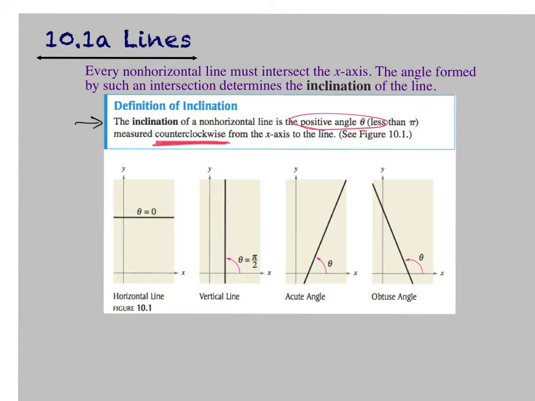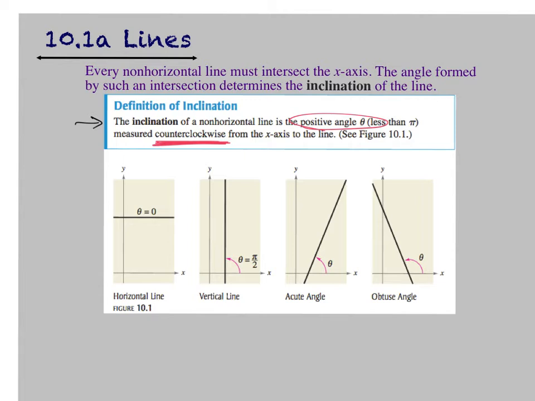Now, I want to talk about those a little bit more. What kind of line is theta equals 0? Horizontal, which means it's a y equals line. You following me? And a vertical line is an x equals a constant line.